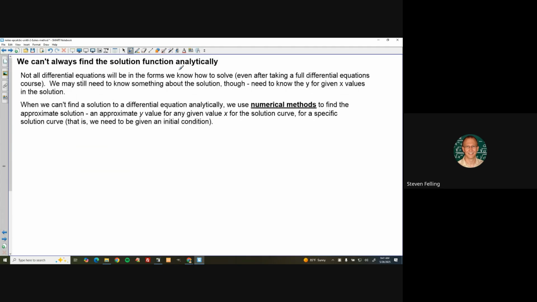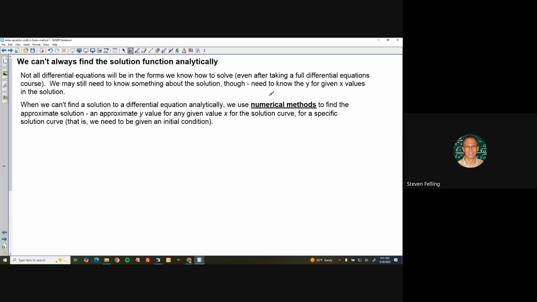Okay, we can't actually always find a solution to a differential equation analytically. We're learning these two methods to solve differential equations here in this course, and next year you'll learn another 15 or so methods to solve different forms of differential equations. But even after an introduction to differential equations course, an entire semester, there are still some differential equations that we can't solve by hand. There's just no way to get a written out solution curve.